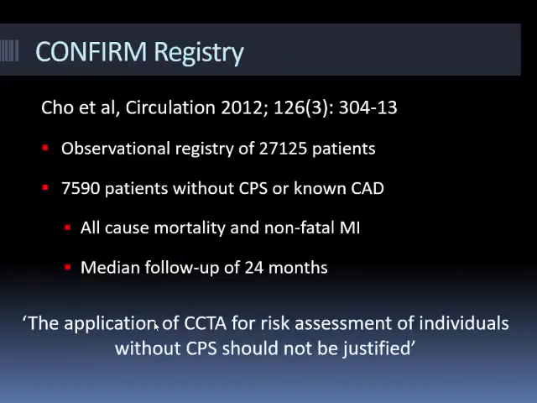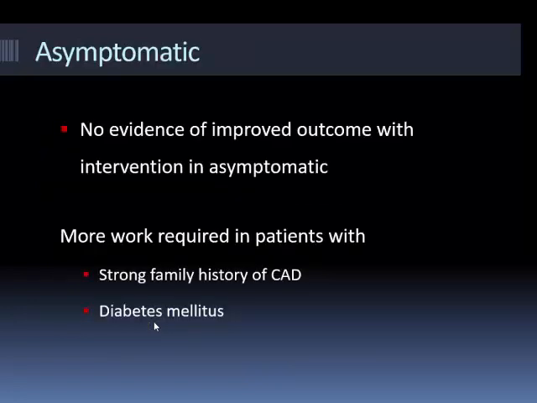So if we look now at quite a large database from the CONFIRM registry, that basically underscores the same principle, which is, although you will pick up patients with significant stenoses, in terms of the outcome, you're often not changing the outcome, and moreover, the amount of patients you're picking up compared to the amount of patients you will be screening are quite disproportionate. So you'll end up putting loads and loads of resource into identifying a very small percentage of patients. So in summary, in the asymptomatics, there's no evidence of improved outcome with intervention, as you know, and it's a similar problem with CT angiography.